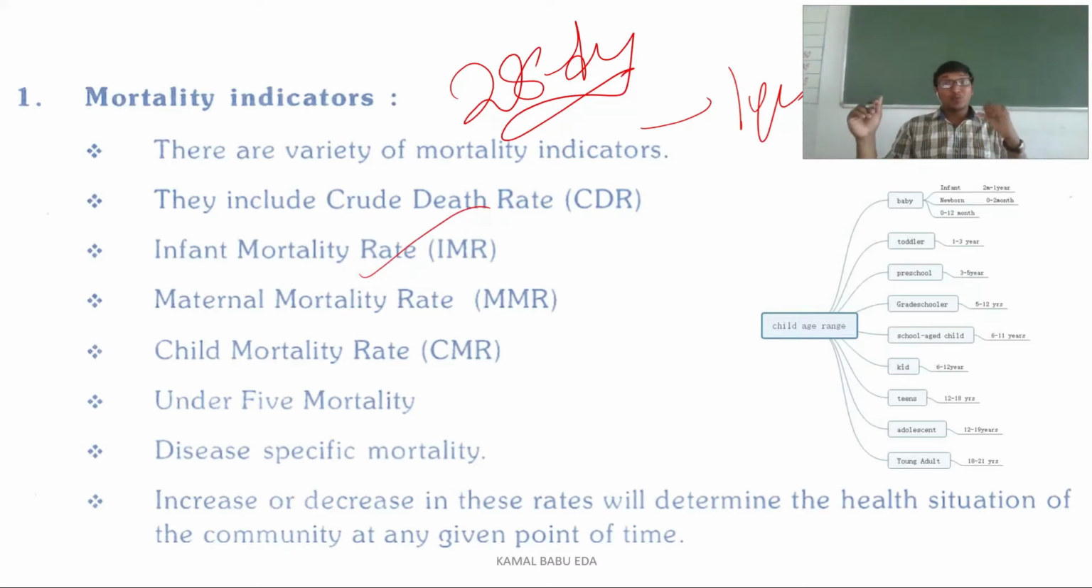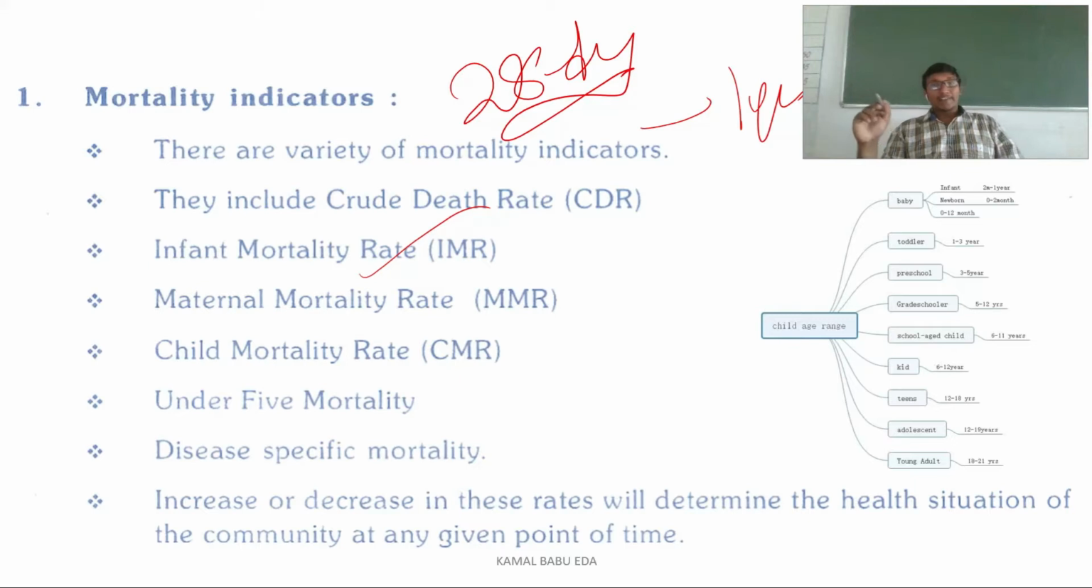So the babies who are dying after 28 days of birth up to 1 year, this is called the infant mortality rate. And next, maternal mortality rate means the mothers who are dying during the pregnancy or after the pregnancy. So this is called the maternal mortality rate. And child mortality rate. So what is the child mortality rate? The children who are dying, this is called the child mortality rate, meaning nearly 1 to 3 year old children.